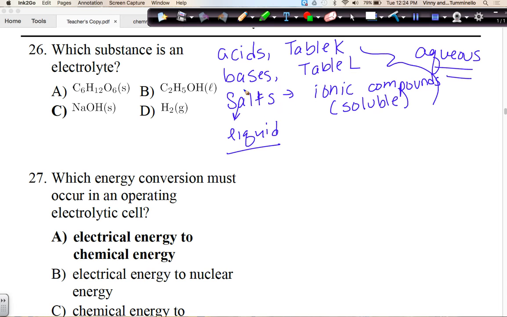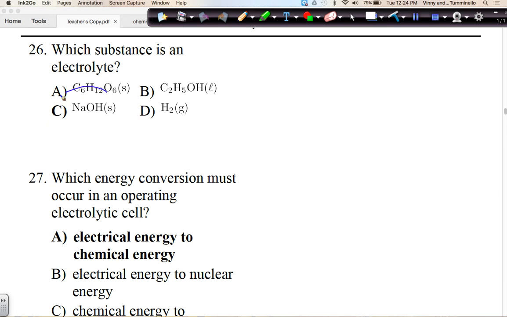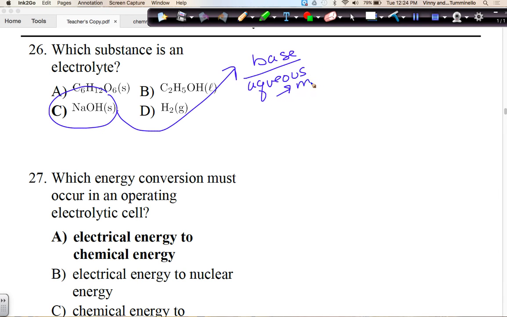So NaOH is the one that is our base, and it's considered an electrolyte because if we do put it in an aqueous solution, it will have the mobile ions necessary to conduct electric current.